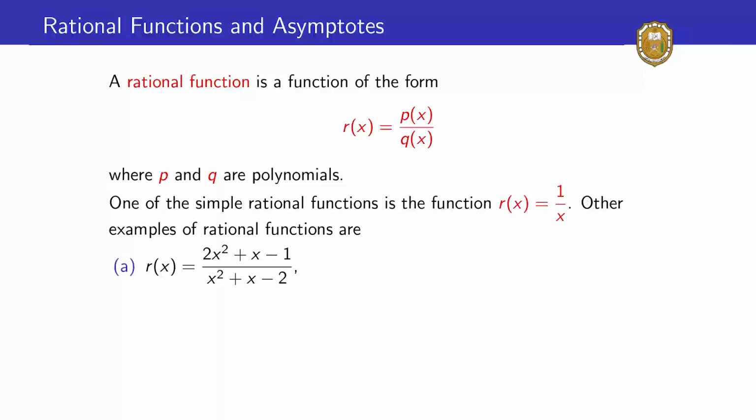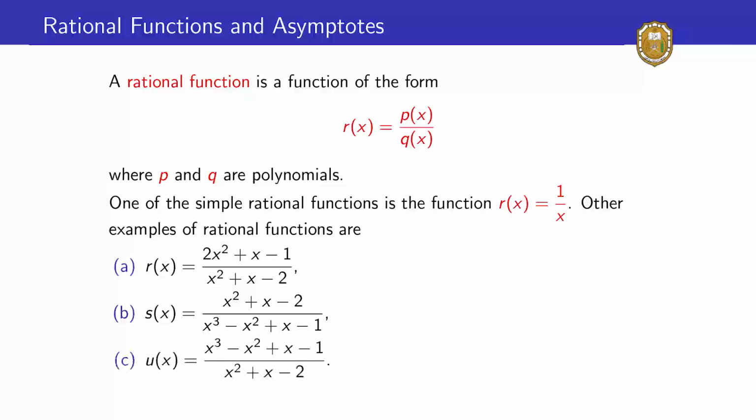Part A, we have R(x) = (x² + x − 1)/(x² + x − 2). Part B, we have S(x) = (x² + x − 2)/(x³ − x² + x − 1). And the last example is U(x) = (x³ − x² + x − 1)/(x² + x − 2). All these are rational functions written in the form P over Q, where P and Q are polynomials.